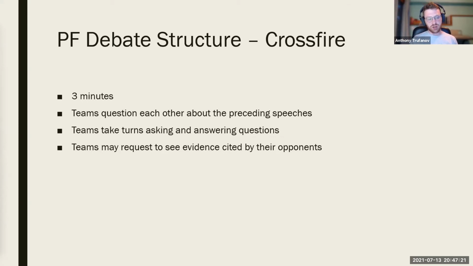So you're taking turns. This is the part of the debate where teams will usually request to see evidence that their opponents have read if they would like to look at it a little bit more closely. So if in the constructive, your opponent cited a piece of evidence that you have some doubts about, in the crossfire, you can ask them to please share it, and then they will share it with you and you can have a look at it.